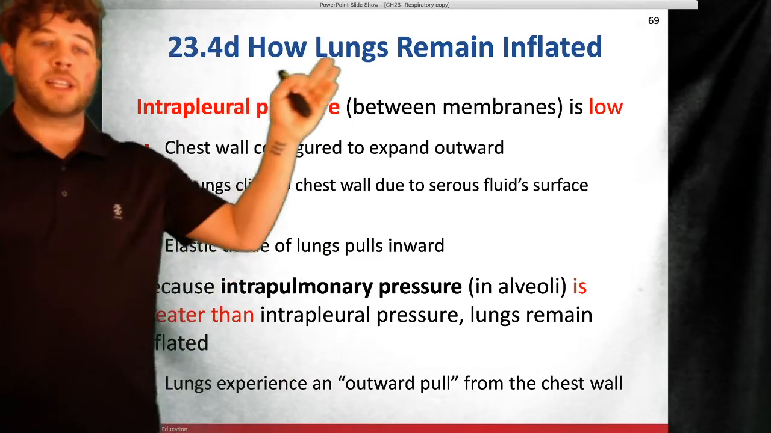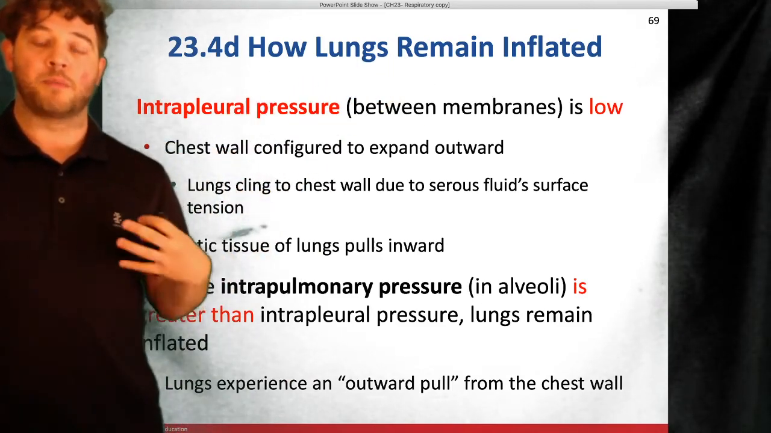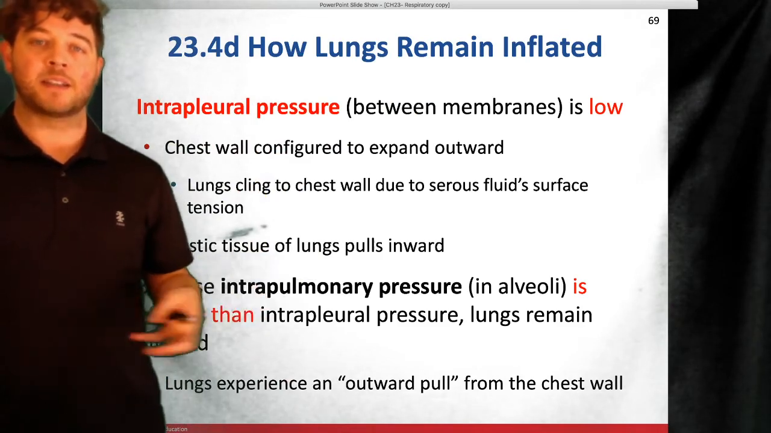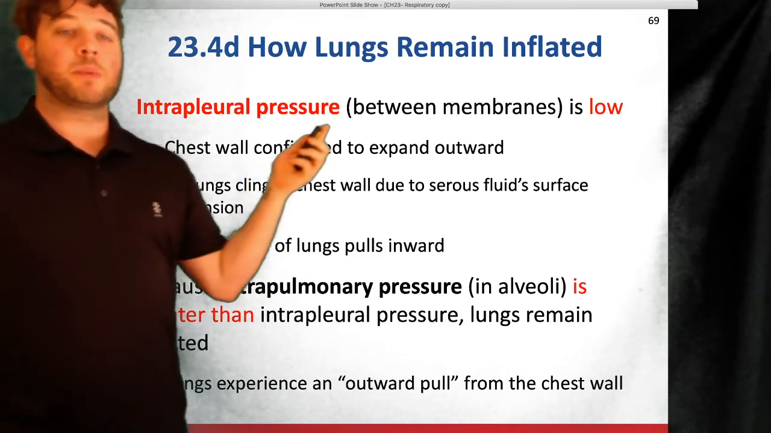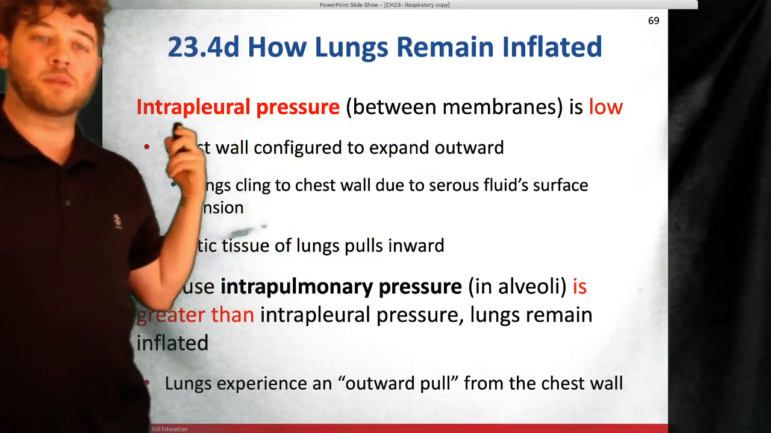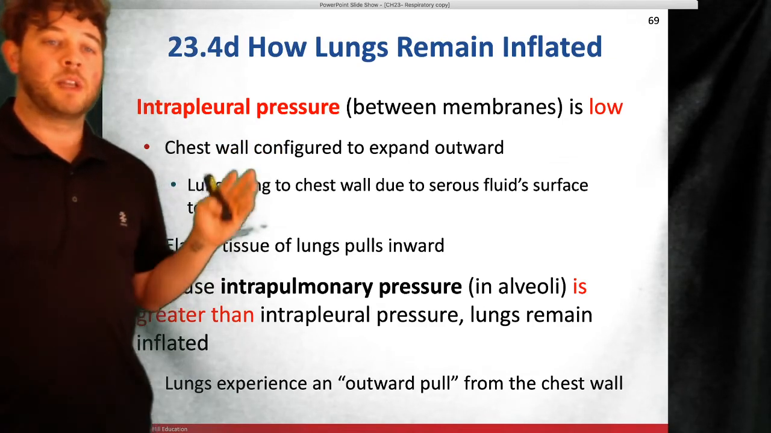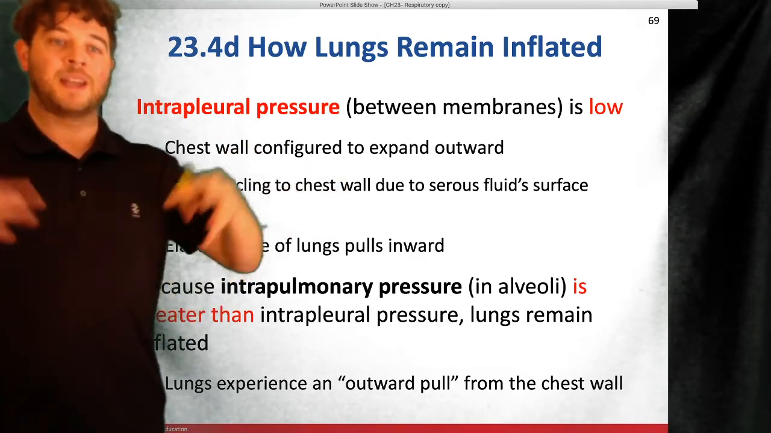So now looking at how the lungs remain inflated. Those membranes are actually very important for maintaining the lungs patent and for breathing. The intrapleural pressure between the pleural membranes is incredibly low. The chest wall is configured to expand out.